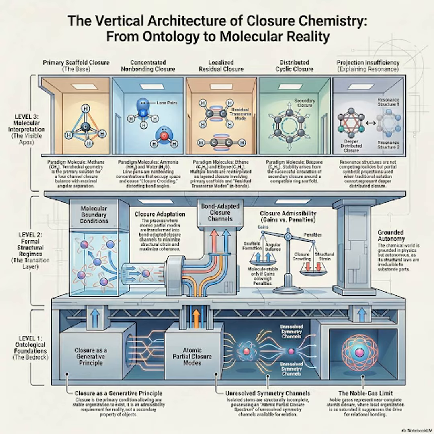A bond is a stabilized relational channel through which closure is jointly distributed between the participants. A stabilized relational channel. Yeah. It is the physical, spatial manifestation of that successful negotiation we just talked about. Okay. The atoms are actively adapting their internal symmetry to find a mutually agreeable state of rest within a shared boundary. Well, here's where it gets really interesting, I think.